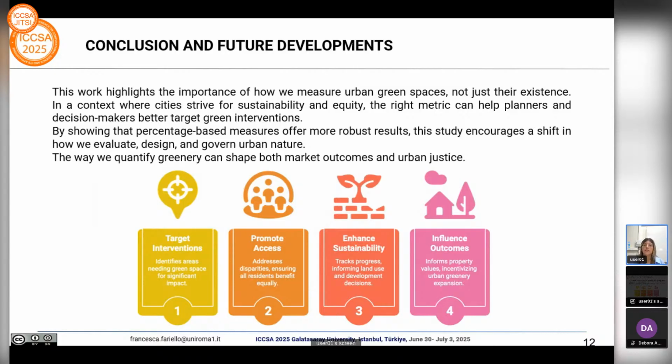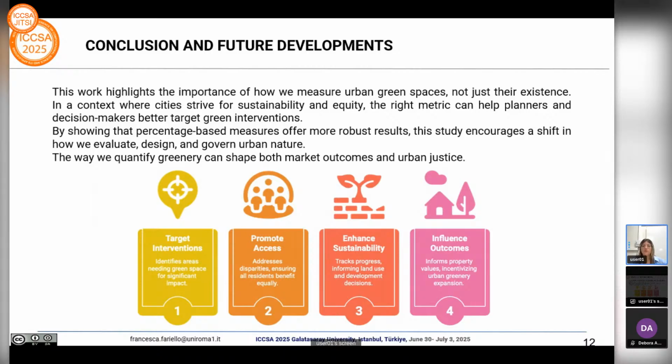The second message concerns interpretation. Green is not an objective fact that always has the same effect. Its value depends on where it is located, how it is distributed, and how it is experienced by people. This invites us to design smarter and more sensitive models that do not just count trees, but take into account qualitative and perceptual dimensions of urban green.